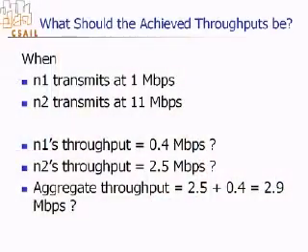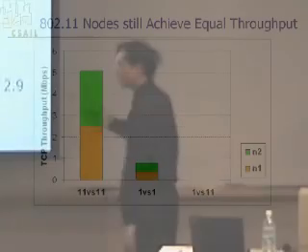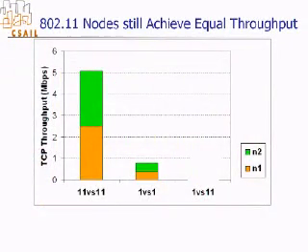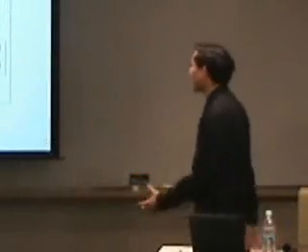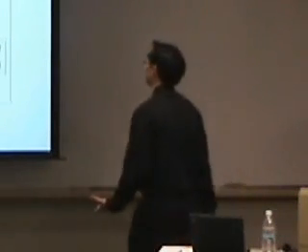Okay, then the talk will be over. So anyway, the aggregate throughput, we would expect it should be around 2.9. That's not the case. What happened is that N1 actually miraculously gets a little bit higher than it used to get. And N2 gets a little amount. Instead of getting 2.5, it got 0.7.